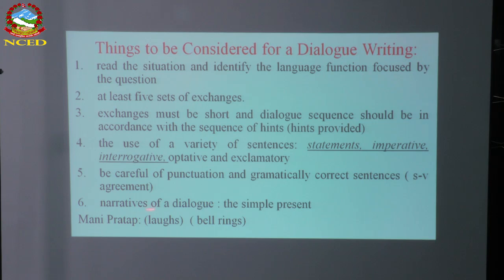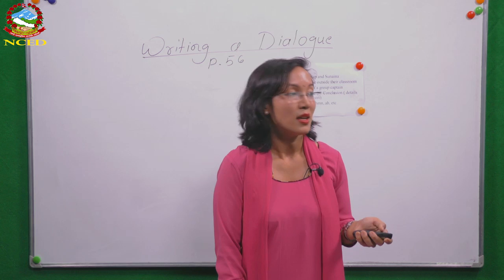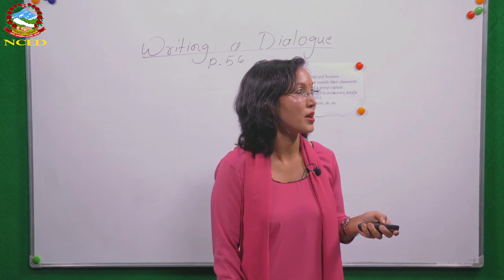Now next, narrative of a dialogue. It's not given in your textbook sample, so we don't have the use of narrative there, however I have mentioned it here. Narratives of a dialogue, like laughs, bell rings, are the parts that the narrator speaks. Is that clear? These are always mentioned in simple present tense. Now let's see a sample of it.